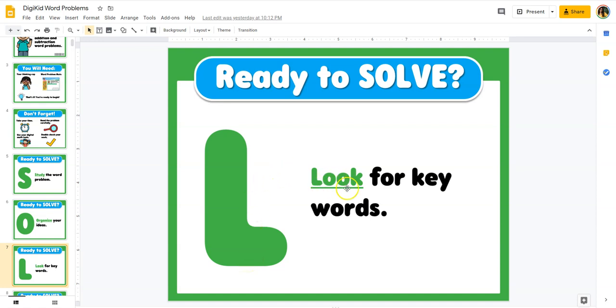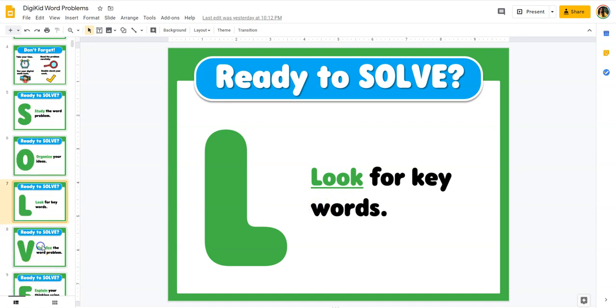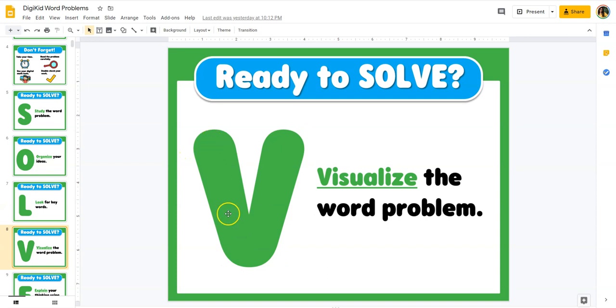So look for those key words, and we'll talk about that a little bit more when we go through the slides. The next letter is the letter V. This is a really important one. The word is visualize. So the letter V stands for visualize. Visualize means to create a picture in your mind.